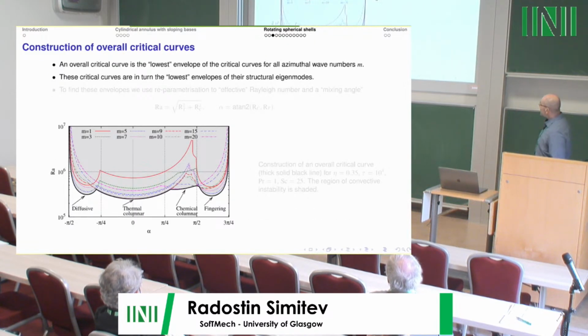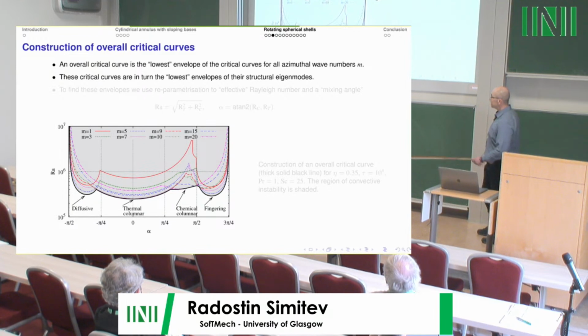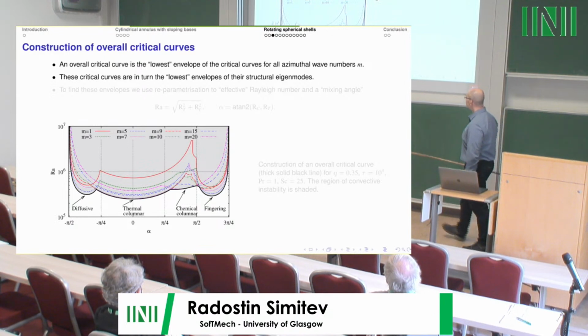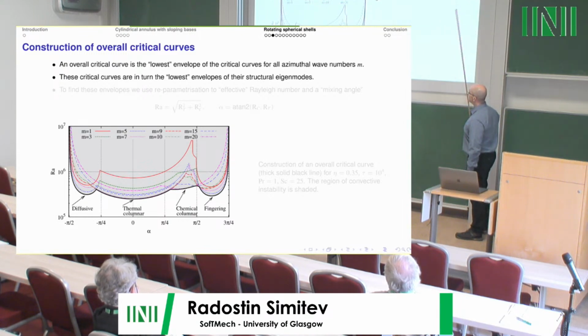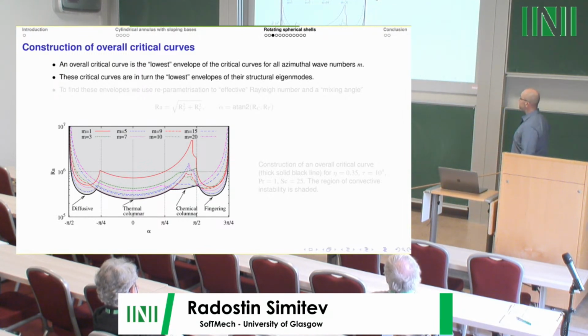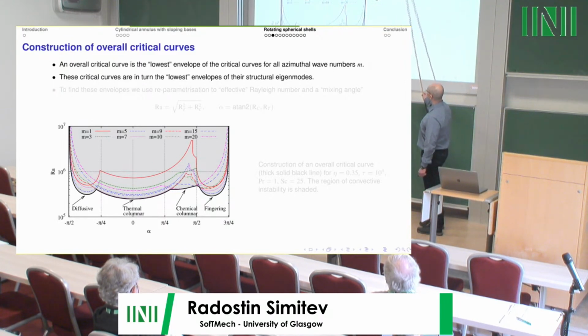All right. Before we can proceed to actually look at dynamos and convective solutions, we would like to see, again, the linear stability picture and see where the different regimes of convection will appear. So in order to construct the overall critical curves, we need to construct the lowest envelope of the critical curves for all azimuthal wave numbers competing. The azimuthal wave numbers, spherical harmonics, are in M. And so these critical curves are in turn lowest envelopes for the structural eigenmodes.